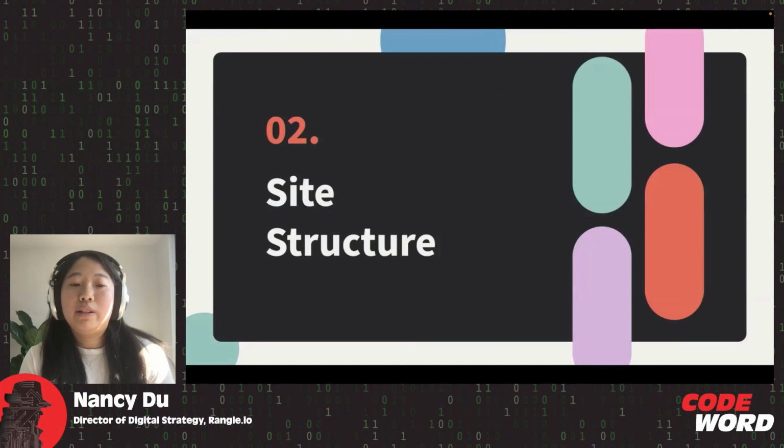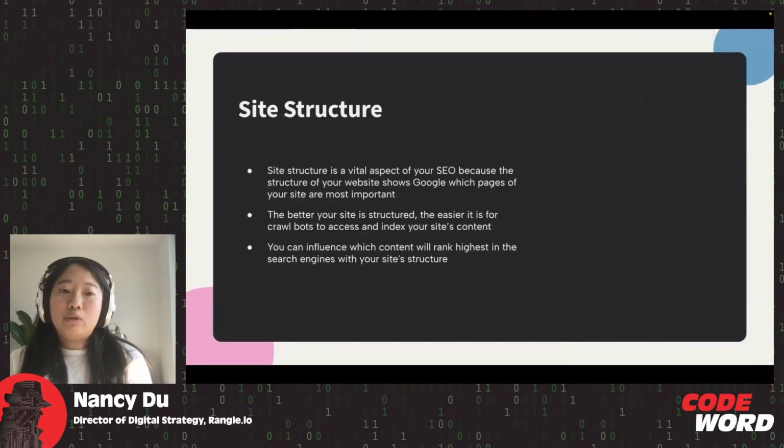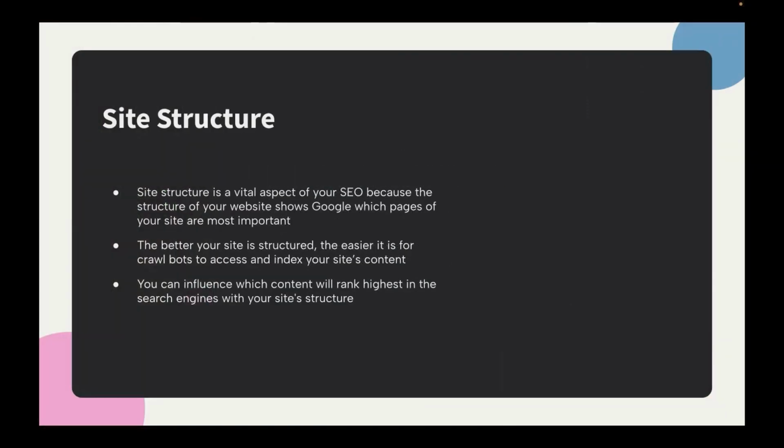All right, so the next thing we're going to talk about is site structure. Site structure is a really vital aspect of SEO because the structure of your website shows Google which pages of your site are really important. It helps search engines, the bots, to know how to crawl and navigate your site. The better your site is structured, the easier it is for those bots to crawl it, index it, and then be able to feature your content as it's being searched.